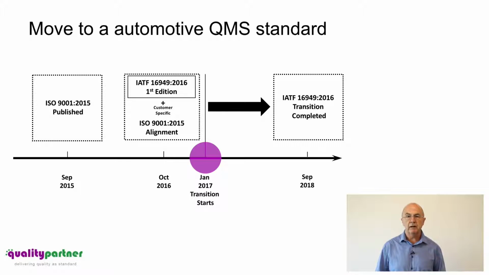And then another key timetable is September 2018, when the transition to IATF 16949:2016 must be formally completed. That timescale means that the transition audit has to be undertaken, plus any non-conformities from the transition audit have to be effectively addressed and verified by the certification body as closed before the new IATF certificate can be issued.